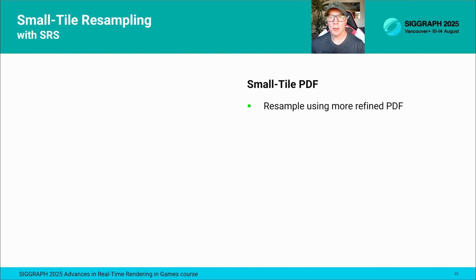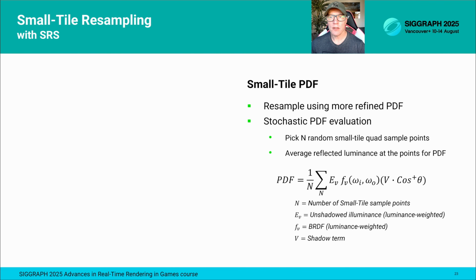For the small tile resampling, we use a more refined PDF that better estimates light importance to the tile. We use stochastic PDF evaluation by picking 4 random small tile coarse sample points out of the 64. Then we average reflected luminance at the points using the light's shadowed illuminance and a PRDF. We calculate the product of standard luminous efficiency weighted light illuminance and PRDF functions for the PDF, which means that materials and lights are assumed to be monochromatic.